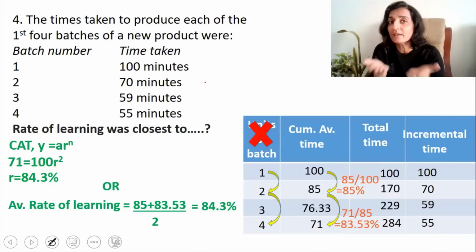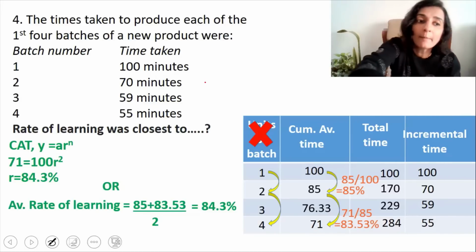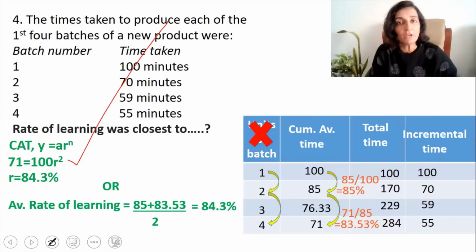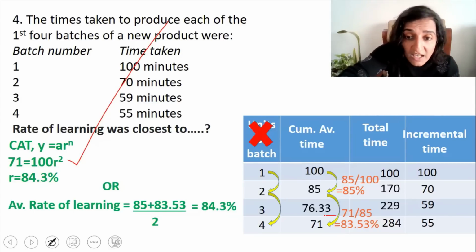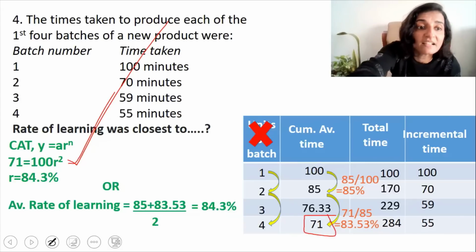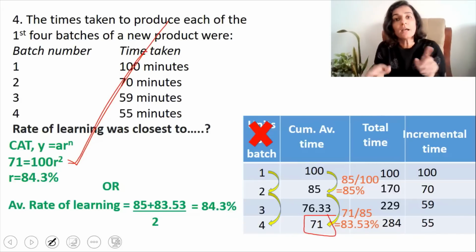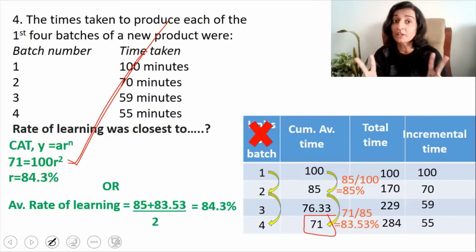So what I want to say is, whenever learning rate is asked in the question, please adopt this formula and take the cumulative average time of the last batch for this calculation, or you will go wrong. Because in this particular question, there are 2 learning rates, and the right answer is the average of the 2 learning rates.